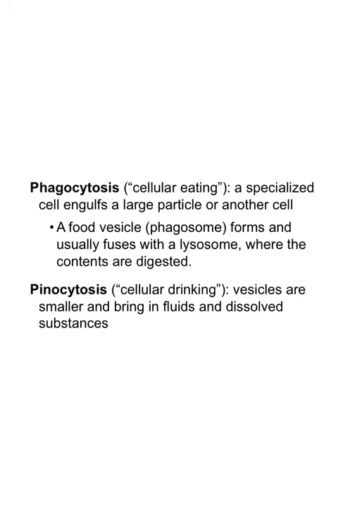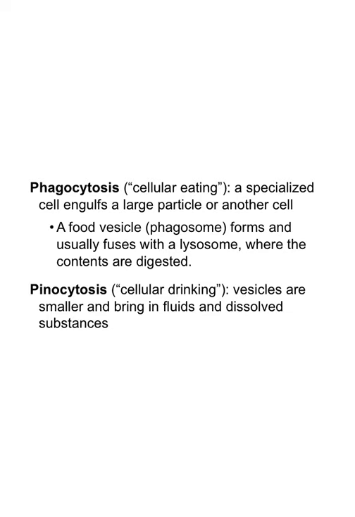Now, when we're talking about endocytosis, we can further classify this into two different types: phagocytosis and pinocytosis. Phagocytosis is considered cellular eating. This is when a specialized cell is going to engulf a large particle, like solid particles. I think of it as phago is food. They sound the same. This is going to form a food vesicle, or a phagosome, and it is usually going to fuse with a lysosome where the contents are digested and broken down.